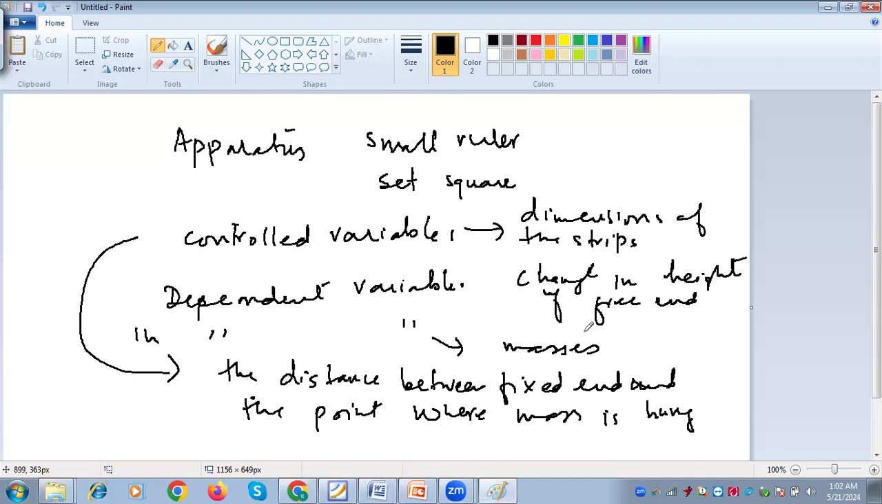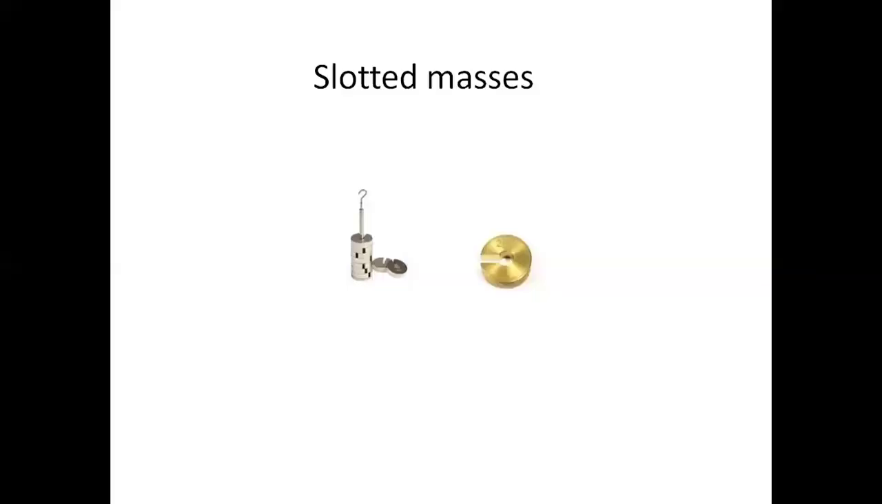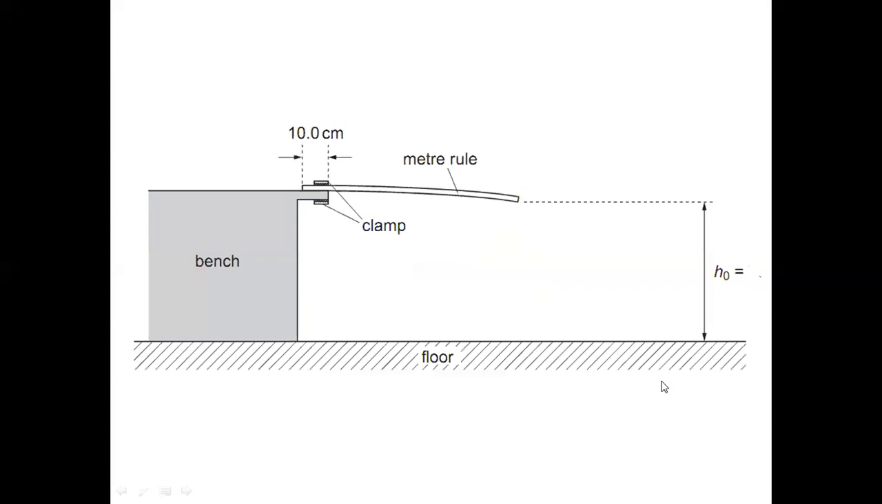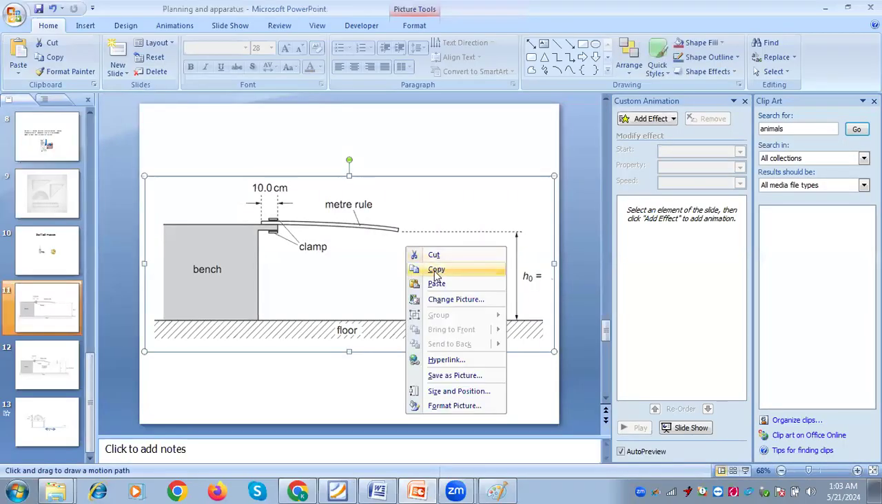Now let us see the arrangement of the apparatus. These are the slotted masses you will use, and besides this you will use a G clamp. Here you can have a G clamp, and this is the fixed end and this is the free end. So you can note down how much it has bent. First you note down the initial position, this height, using a meter rule, and you can use a set square to see whether your ruler is exactly vertical or not.